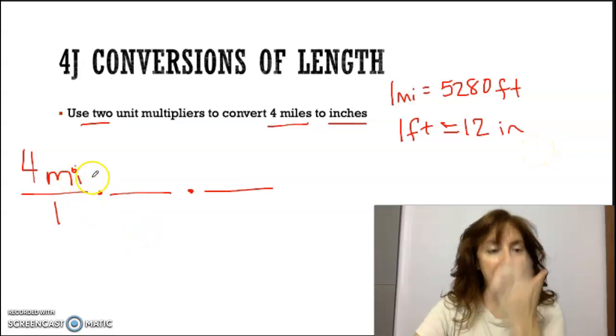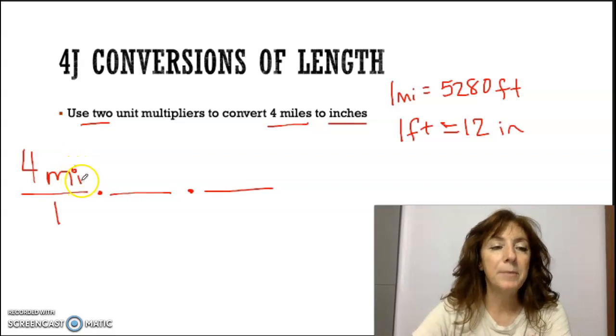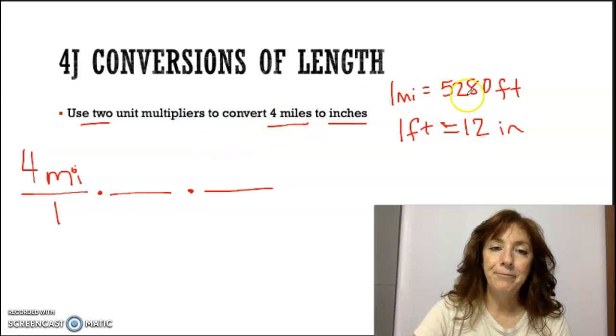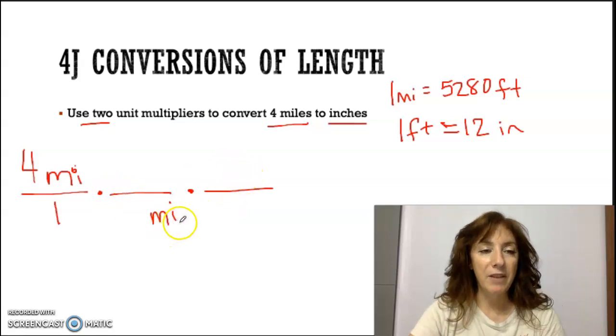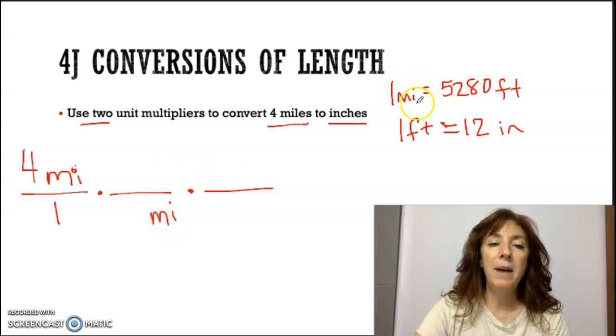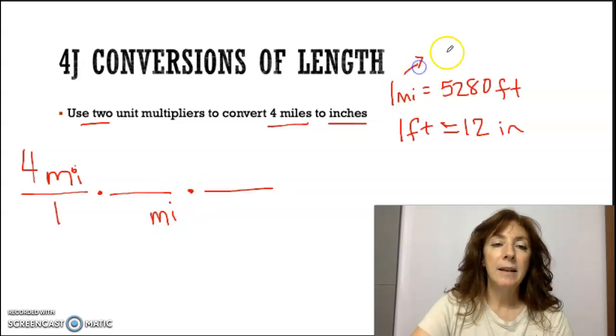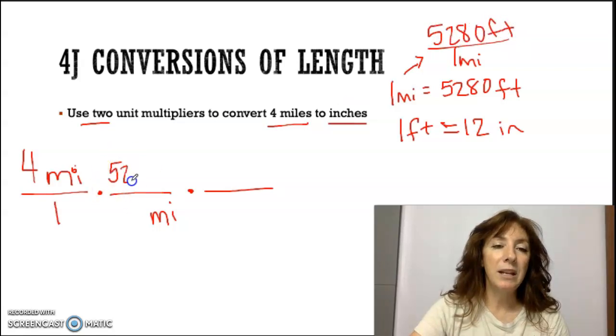Let's come back to where we're beginning. I have miles on top, and I want to get rid of miles. So, I'm going to put miles in the bottom so that they will cancel. Put what I'm getting rid of in the bottom and what I want to find in the top. Well, all I know about miles is this. And if miles goes in the bottom, then the 5280 must go on top. So that is what I'm going to use for my first unit multiplier.